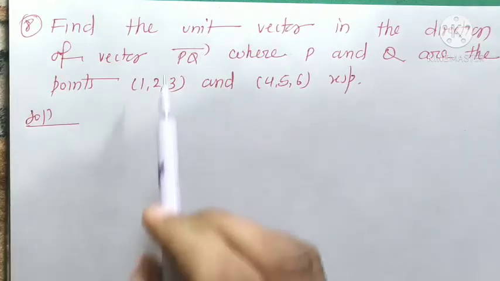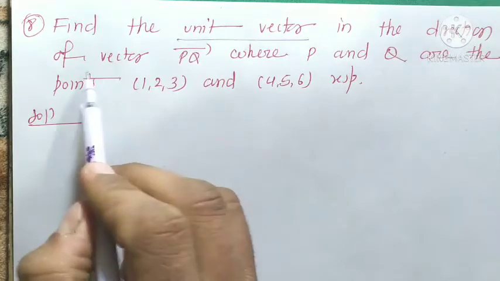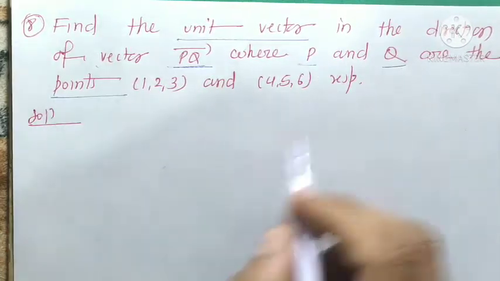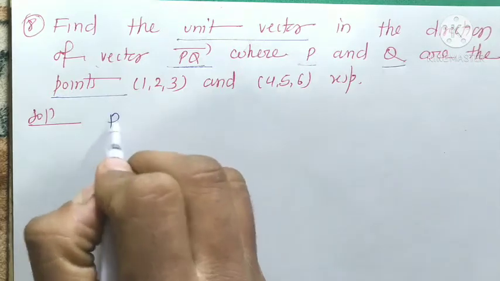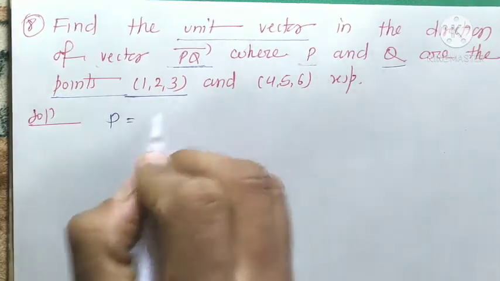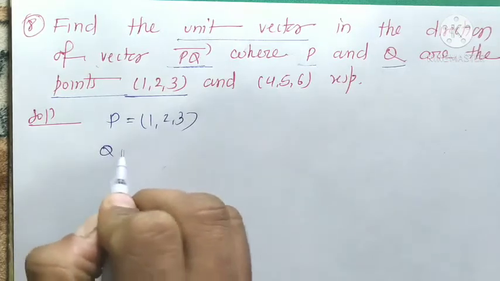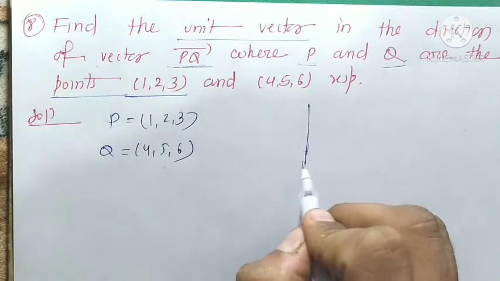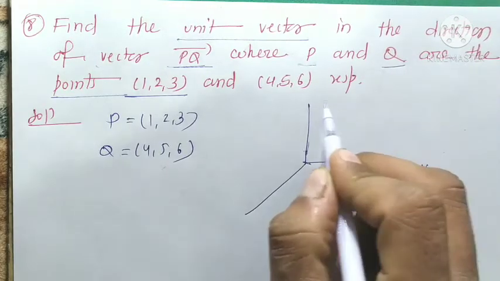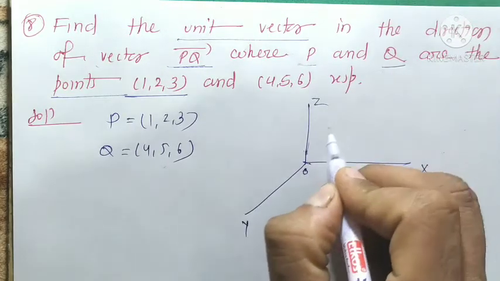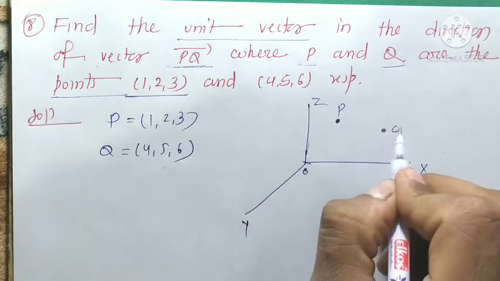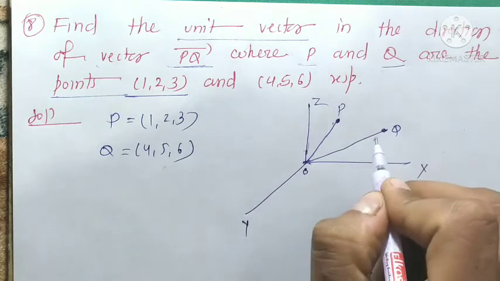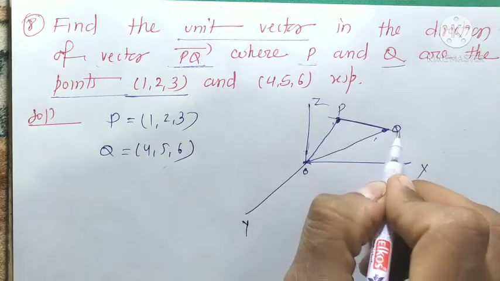So the next question is: find the unit vector in the direction of vector PQ, where P and Q are points. The points are given here: P is 1, 2, 3 and Q is 4, 5, 6. Here are this point P and point Q in space. OP is the position vector of point P and OQ is the position vector of point Q. We have to find this vector PQ.